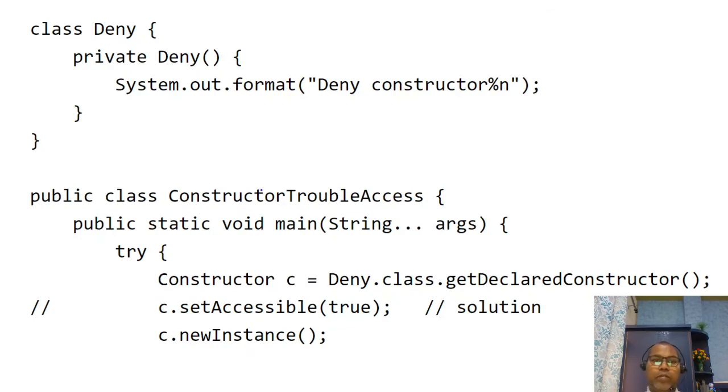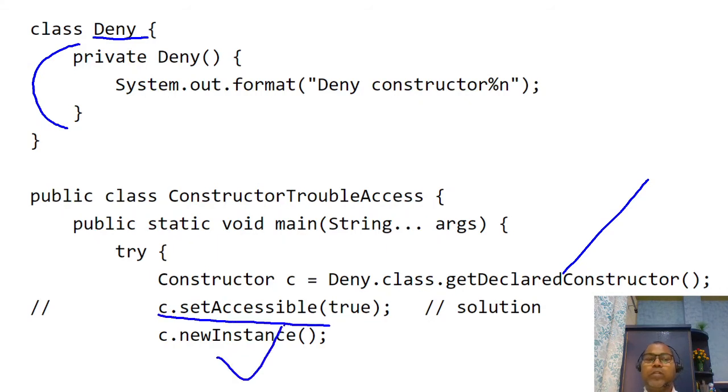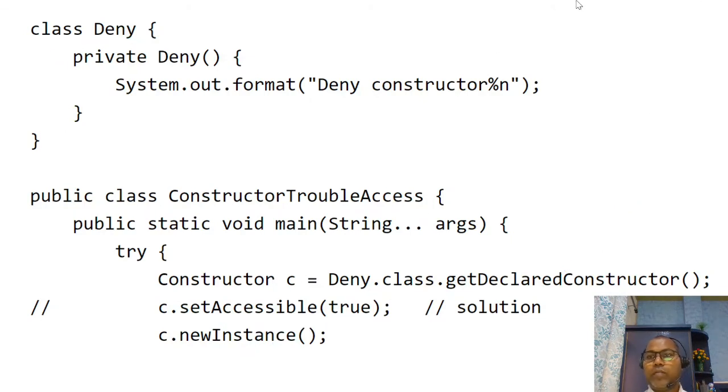Similarly, with the same example I demonstrated, this is the class with a private constructor. Here you can just get the declared constructors, and after that you just set accessible true and call new instance. In this way you can create an object with a private constructor outside of the class as well. So this is the power of reflection, which helps us to create an object.